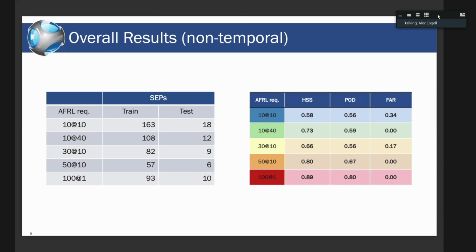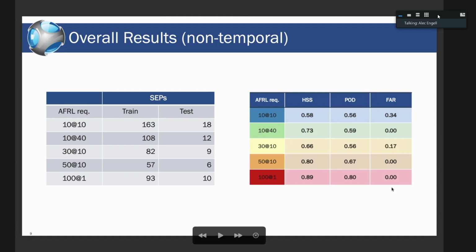Heidke skill score there, so 0.58 for 10 MeV at 10 PFU. That seems to be fairly competitive, also fairly typical of where the field is at in terms of state of the art. There are probably some models out there that may be able to do a little bit better. And then your probability of detection of 0.56 or 56%, and then your false alarm ratio of 34%. You can see the other results there.